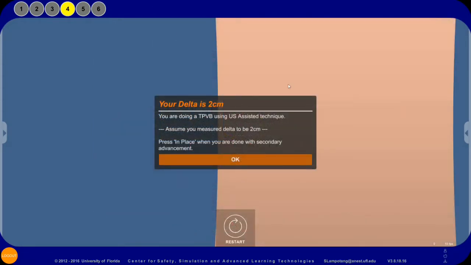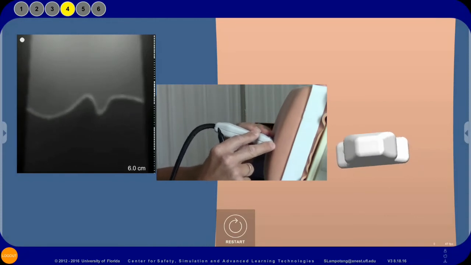You notice the delta given here is 2 centimeters. Knowing this, you will start this exercise by locating the transverse process.